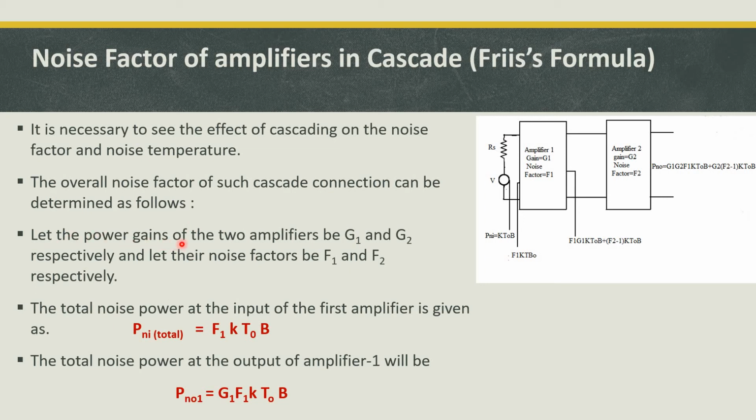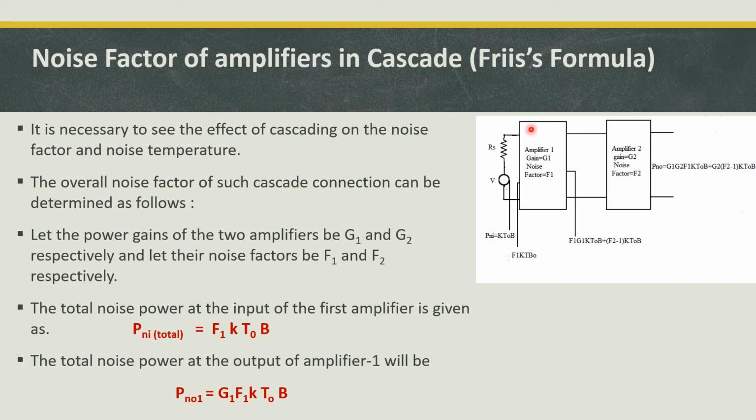The overall noise factor of such a cascade connection can be determined as follows. Let the power gains of the two amplifiers be G1 and G2, and the noise factors be F1 and F2. The total noise power at the input of the first amplifier is given as PNI total equal to F1 KT0B.